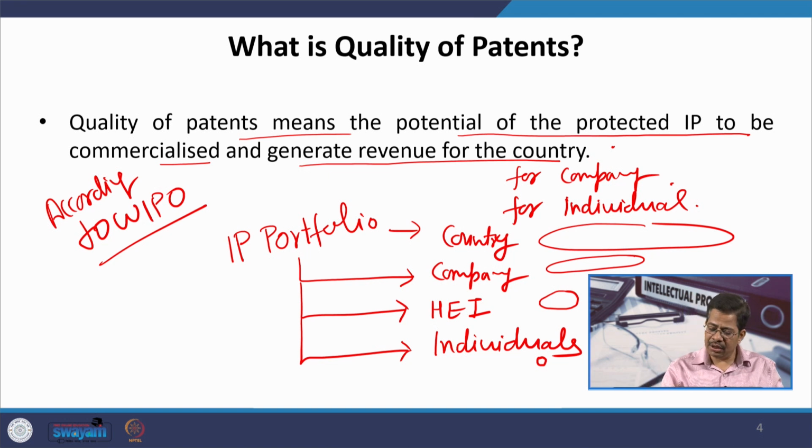to know whether it is giving some revenue to the country, some revenue to the company, some revenue to the educational institute, or revenue to the individuals. What is the potential of generating revenue for the one who is holding the IP portfolio? That is the meaning of quality of patents.